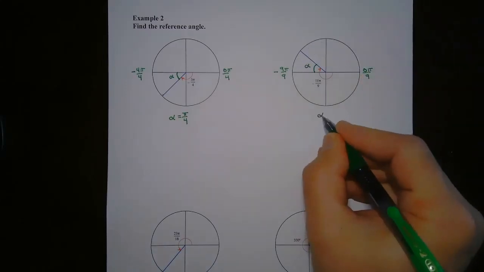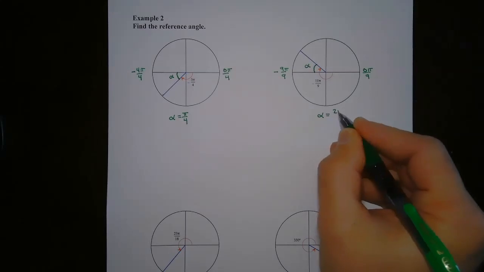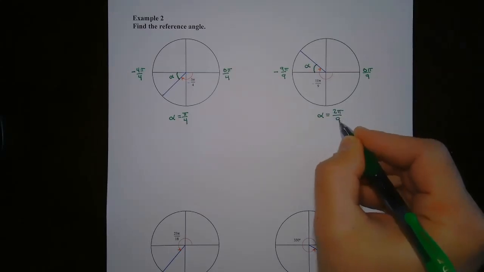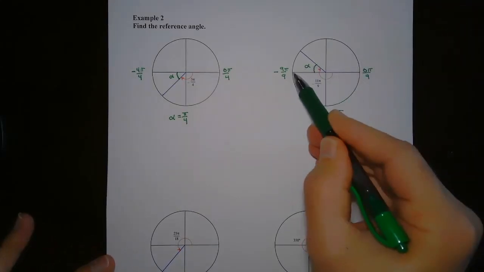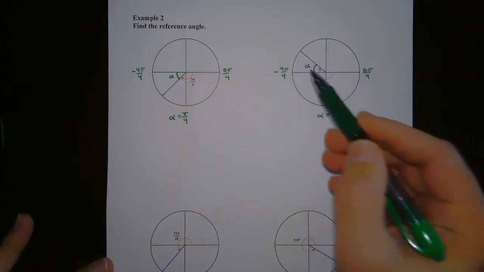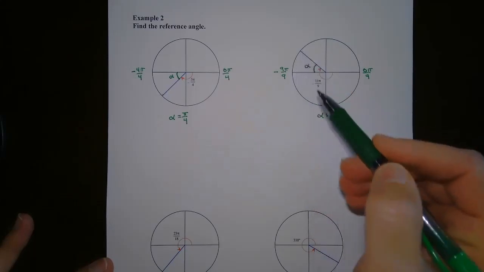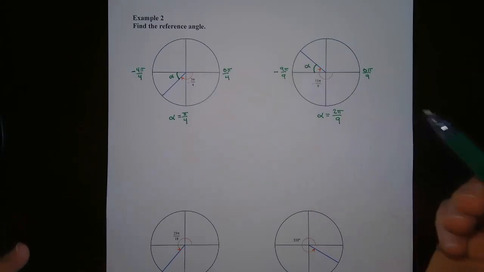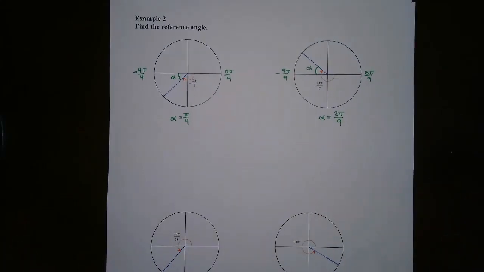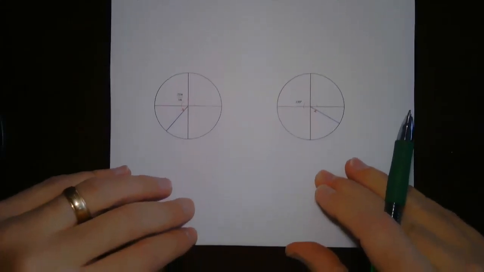So my alpha for this problem would be 2 pi over 9, okay? Because if I go to here, I need to rotate a little bit more, to negative 11 pi over 9. So this reference angle right here is 2 pi over 9. Okay. All right, let's go to the next one.